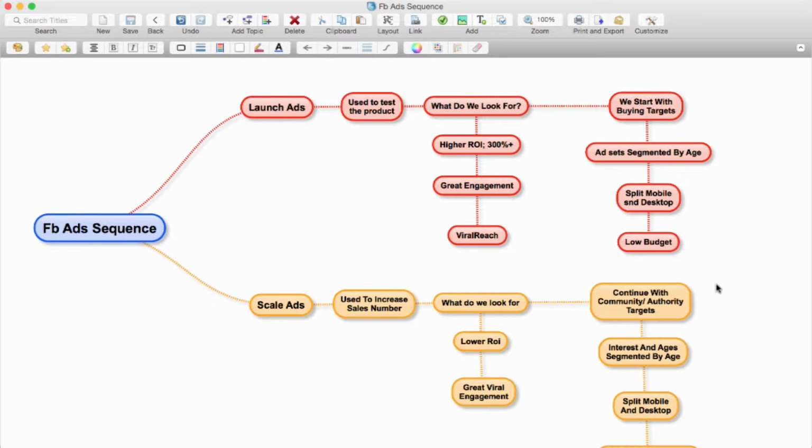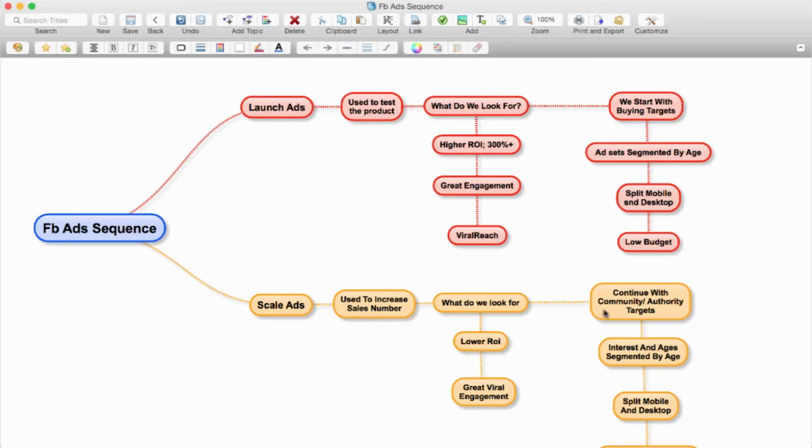Now at this point in the process, we have already launched our ad to test the viability. You've seen a high ROI and we've seen great engagement and a little bit of viral reach. And so our next step is to begin scaling our ads out. And now we scale our ads to increase the number of sales, not necessarily ROI. So in our scaling ads, we're looking for a little bit of a lower ROI because of what we're targeting, and we're looking for great viral engagement.